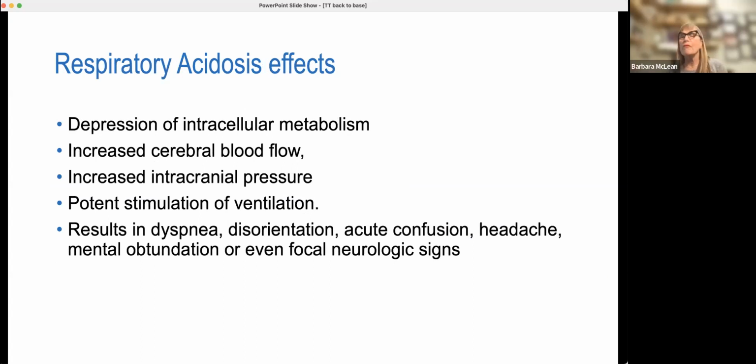Now, most of us are pretty familiar with respiratory acidosis. Probably the most important thing for us to remember is with respiratory acidosis, that's a potent stimulation of ventilation, so that increases our respiratory rate, but it's also a very important component in causing cranial and pulmonary vasodilation. So, of course, what that means is as we vasodilate the cranial arteries, when we have a higher CO2, that increases the intracranial pressure.